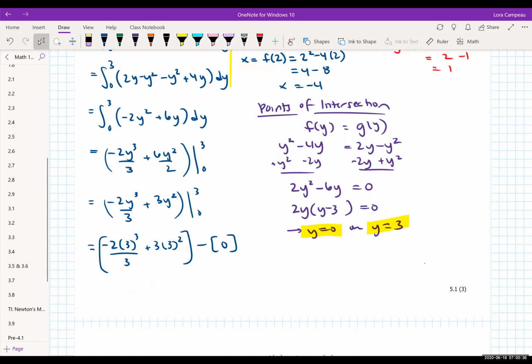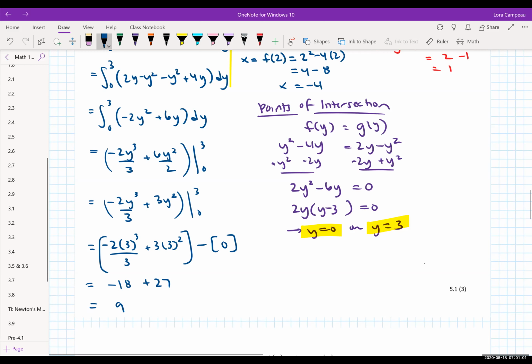So take a little time. What do we have? 3 cubed over 3 is 3 squared. And so we have what? 2 times 3 squared, that's negative 18. And 3 times 3 squared is 27. So negative 18 plus 27. And so that's going to give us 9.